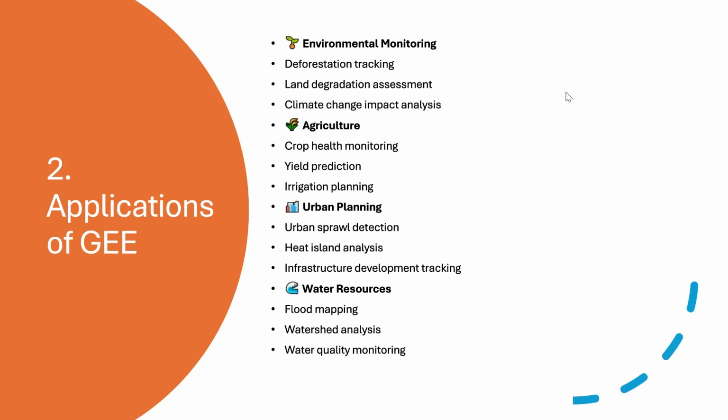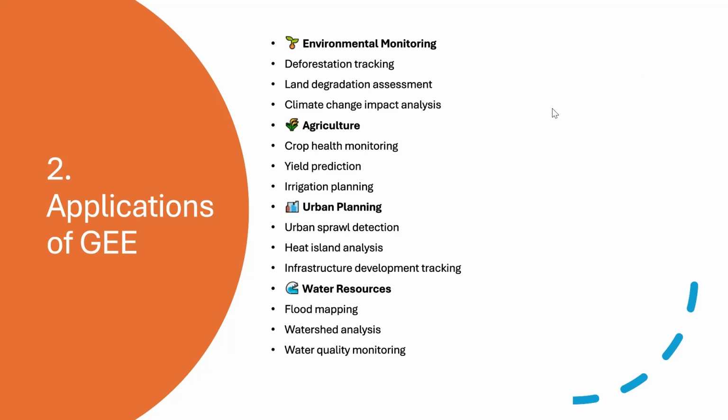Then another thing that you can use Google Earth Engine for is agriculture, where you can do crop health monitoring, yield prediction, and irrigation planning. All these can be done in various ways. The most common one is NDVI. NDVI is where we do band composition to get how vegetation health is doing in a certain area.